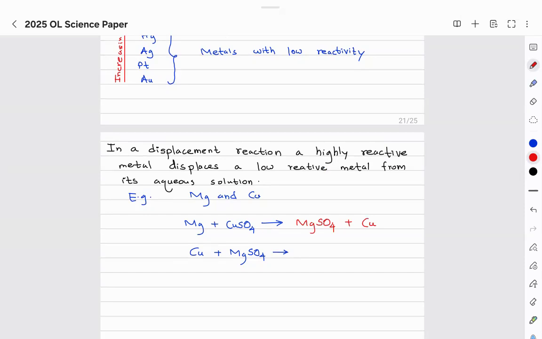In a displacement reaction, a highly reactive metal always displaces a low reactive metal from its aqueous solution. But look at this. When copper is reacting with magnesium sulfate, will there be any reaction? Can copper displace magnesium? No, no chance. Depending on this theory part, now let's move to the question.